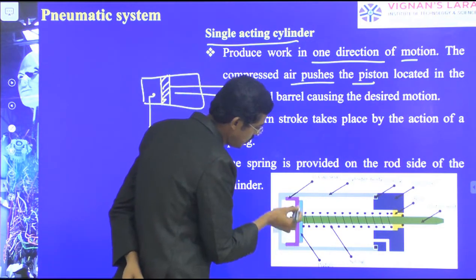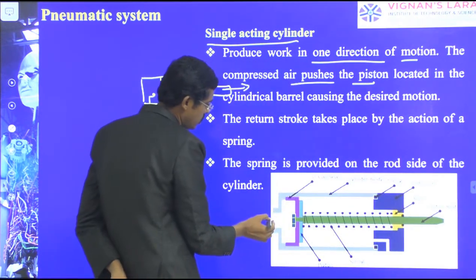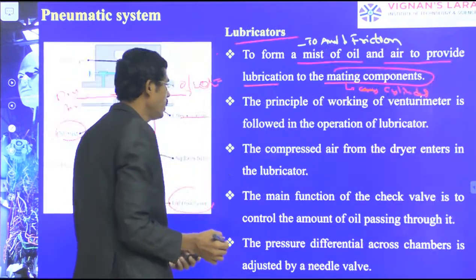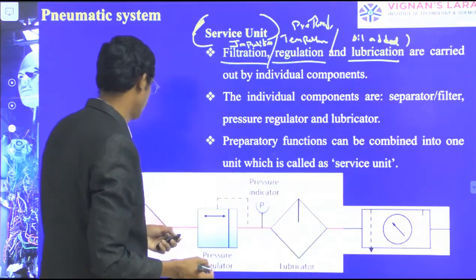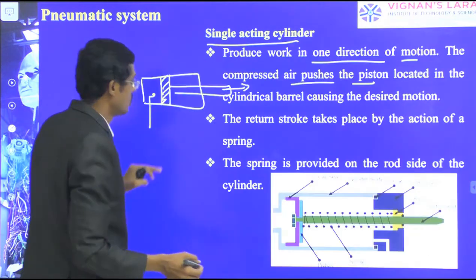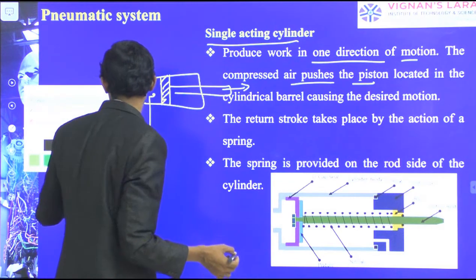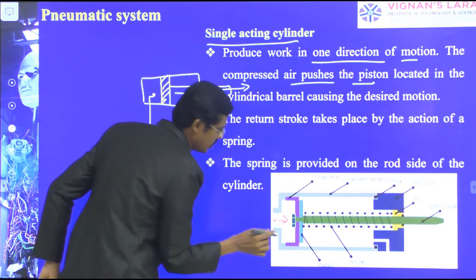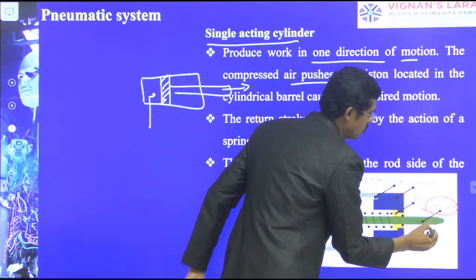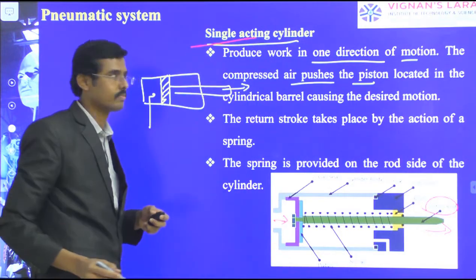See, the piston is available here, and then I have to give the pushing action with the fluid or the air. Fluid or air should come in this direction. So the fluid has to come here, and it pushes the piston. The piston will have to move in the other direction. So it is a single acting cylinder.